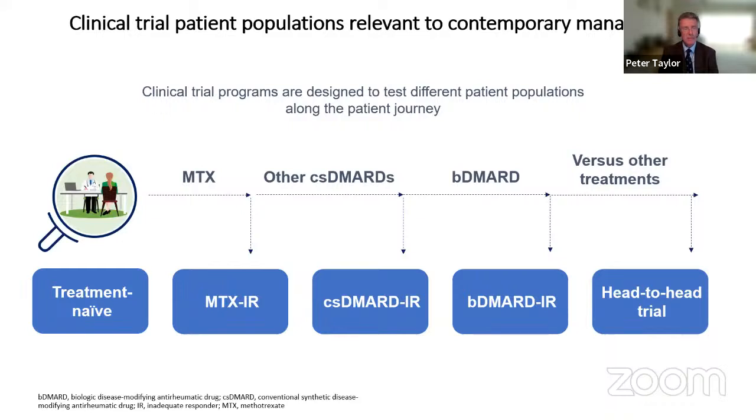Now, if you look at the particular populations that are relevant to contemporary management, they tend to be divided up as follows. Very often there'll be phase 3 trials in treatment-naive patients, in methotrexate inadequate responders, in other conventional synthetic DMARD inadequate responders, biologic inadequate responders, or head-to-head trials where two active comparators are compared. And increasingly, we're seeing those now emerging.